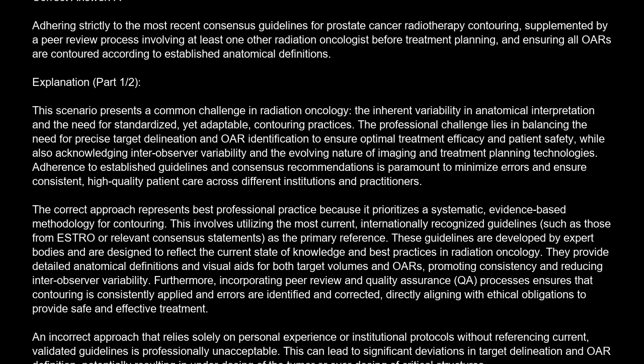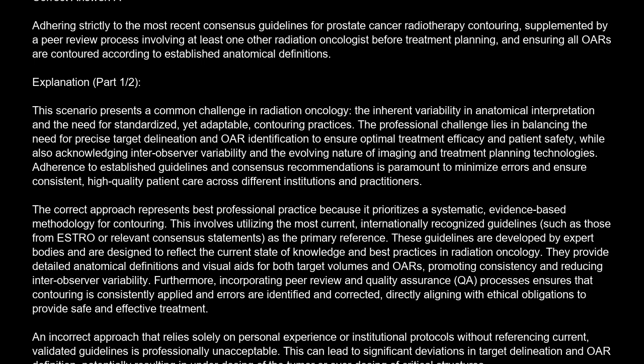The correct answer is A. Adhering strictly to the most recent consensus guidelines for prostate cancer radiotherapy contouring, supplemented by a peer review process involving at least one other radiation oncologist before treatment planning, and ensuring all OARs are contoured according to established anatomical definitions. Explanation. This scenario presents a common challenge in radiation oncology: the inherent variability in anatomical interpretation and the need for standardized, yet adaptable, contouring practices.